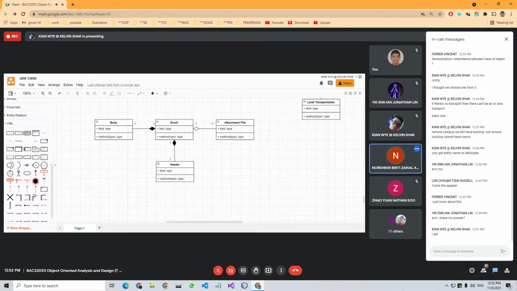1, 2, 3, 4. Body, email, attachment file, header. Body, header, attachment file, email. Oh, I think I've got some mistake. Oh, is email and email inbox a different entity?